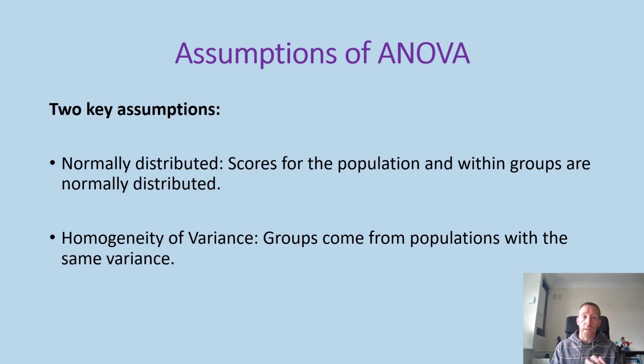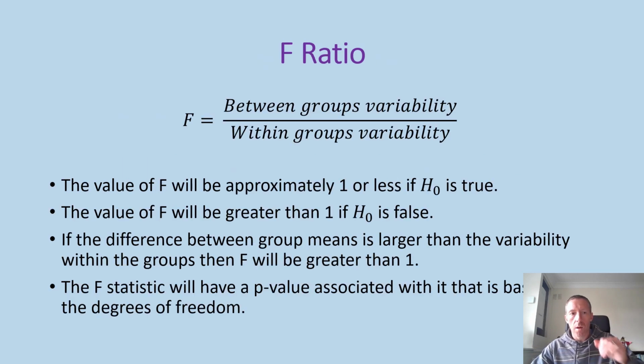We need to meet these assumptions in order to get valid and accurate results out of an ANOVA test. I'll say more about homogeneity of variance and the tests we can do to see if we can meet that assumption in lab classes. But if we meet these 2 assumptions, it's usually safe for us to use the ANOVA parametric statistical test. All right, so the F ratio, as I said, is the basis of our ANOVA. We get a statistic from an ANOVA called an F statistic, calculated by taking the between groups variability and dividing it by the within groups variability. So it's essentially a ratio of between groups to within groups error.